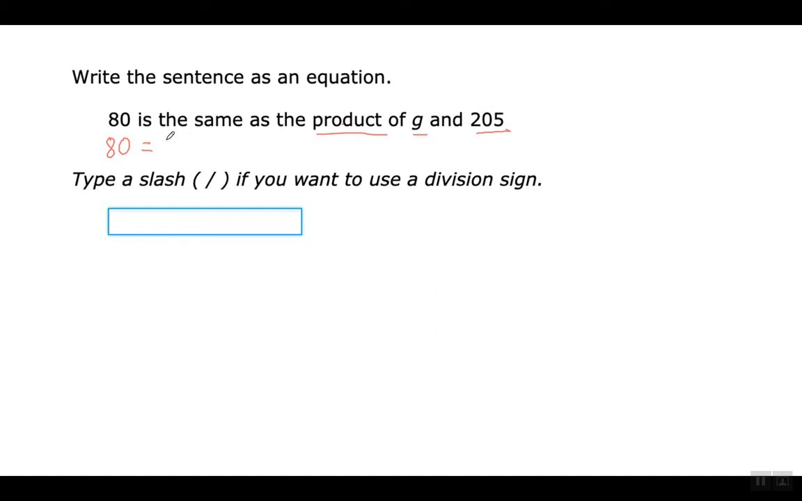And the only thing I want to point out is that you always write the number in front of the variable. You never write it like this. This is totally wrong. You don't do that. Siempre se escribe el número al frente del variable. Nunca se escribe así. Esto está mal. And that's it. That's my answer. Así, esa es la respuesta. 80 is the same as the product of G and 205.